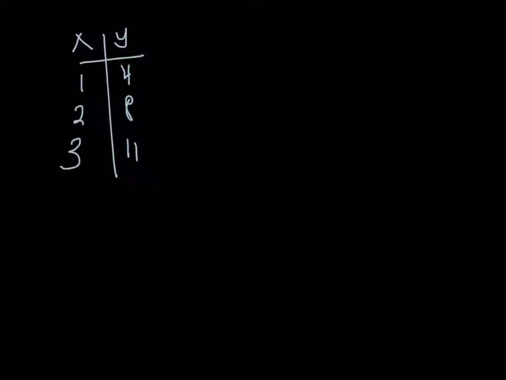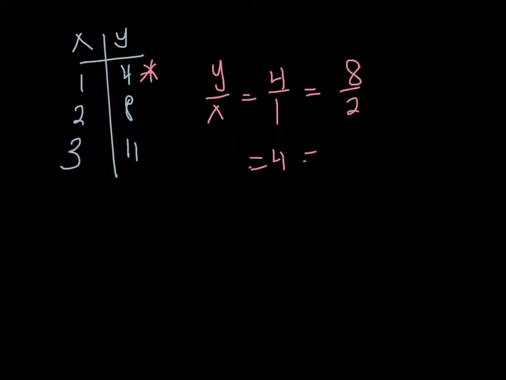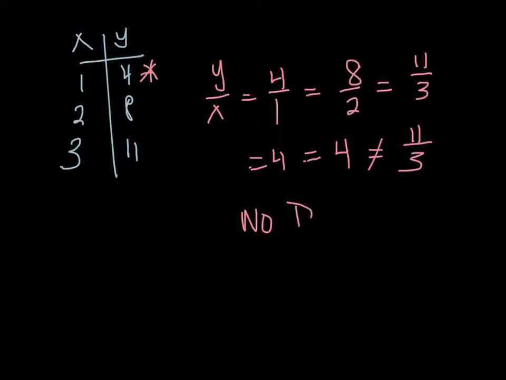Let's try another problem. Does this have a direct variation? Remember, direct variation is y over x. So this first one, I have 4 over 1, which equals 4. The second one, I have 8 over 2, which equals 4. So far, so good. The next one, I have 11 over 3, which equals 11 over 3. That does not equal the same thing, therefore there is no direct variation.